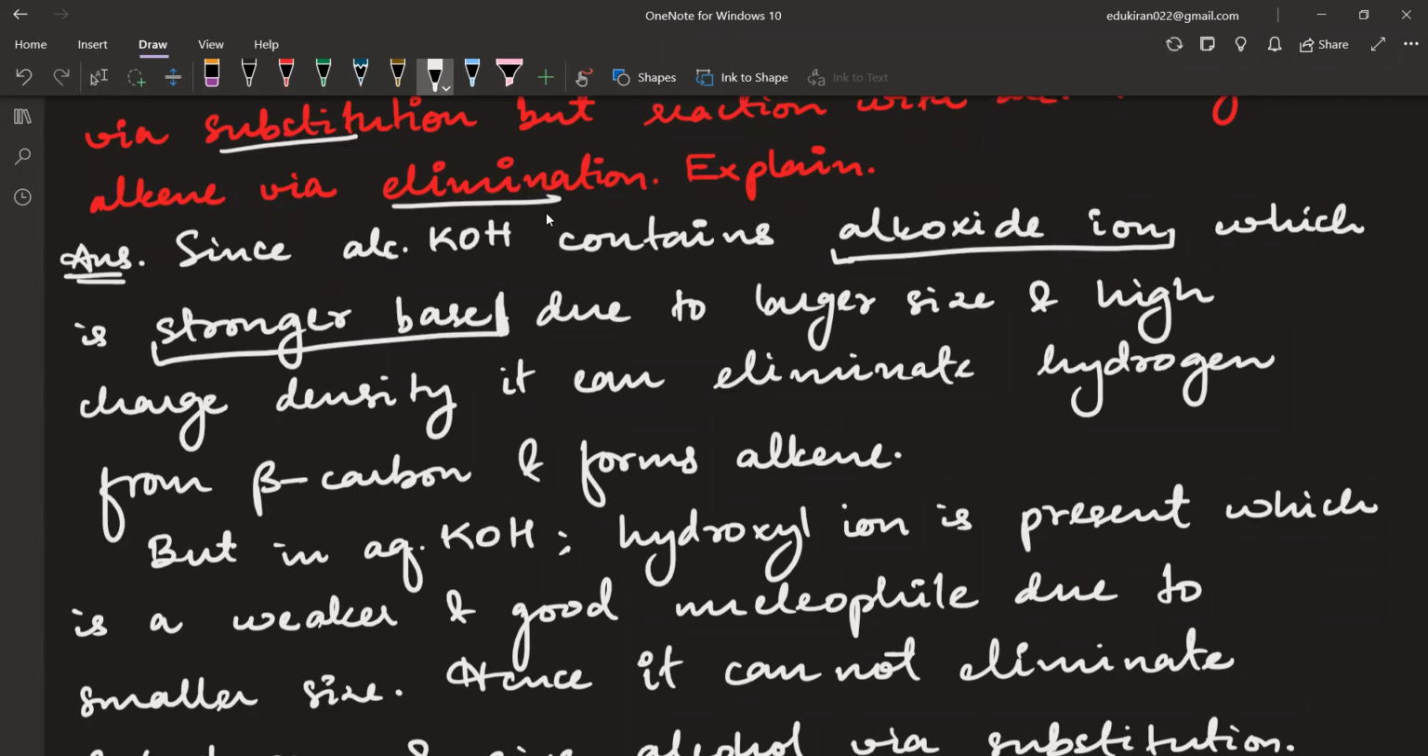Now, if you write stronger base, that means the teachers know that you know what is going to happen. If it is a stronger base, acting as a base, it is going to eliminate hydrogen. What does a base do? It abstracts a proton. It doesn't attack carbon atoms. Bases do not do that. They abstract the hydrogen atom.